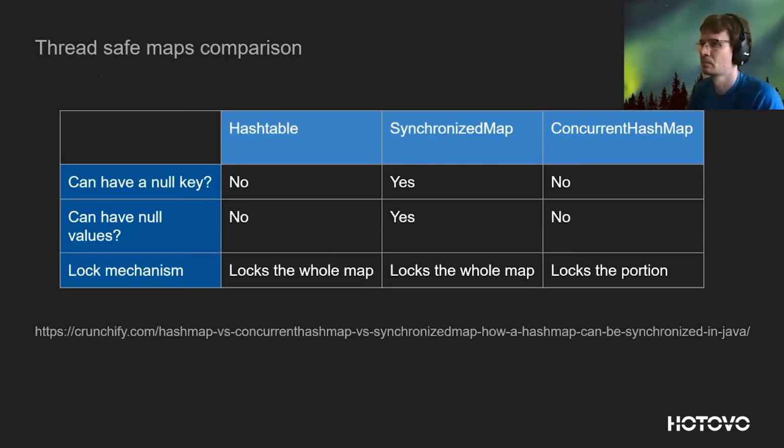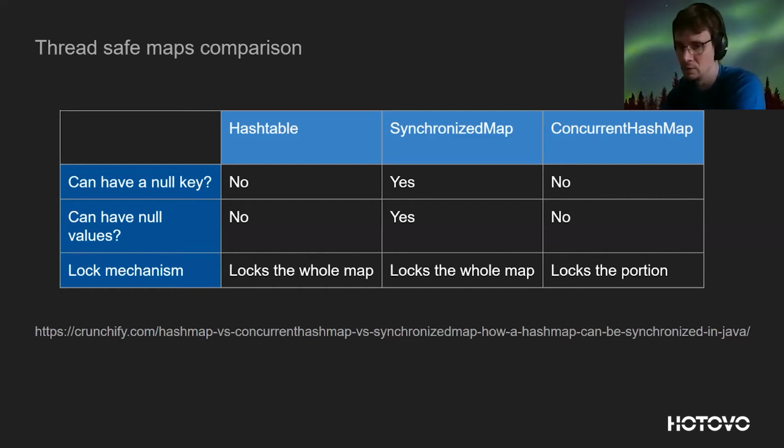And now we are all professionals. We know that it is not a good idea to use only HashMap without proper synchronization within your application. So in Java, we have very commonly used maps which are synchronized and prepared for you. There are Hashtable, synchronized map, and ConcurrentHashMap. In this slide, we can see the main differences.